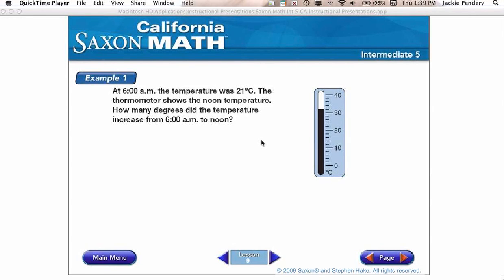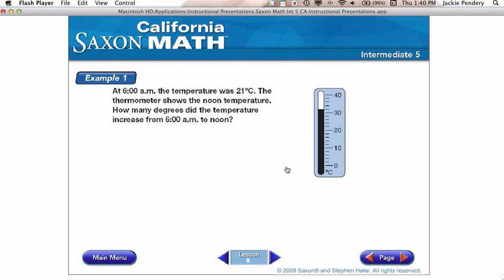Hi everybody, today we are going to be talking about Lesson 9, Reading Scales. So when we read a scale, it is simply a number line. A scale is a number line that doesn't necessarily count each number.